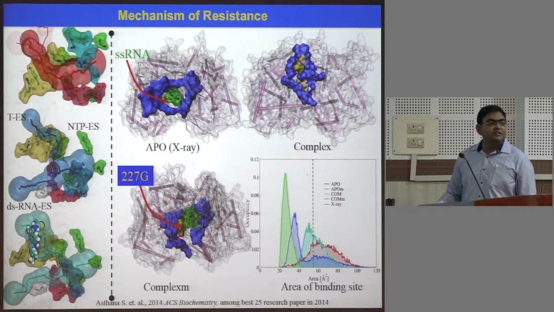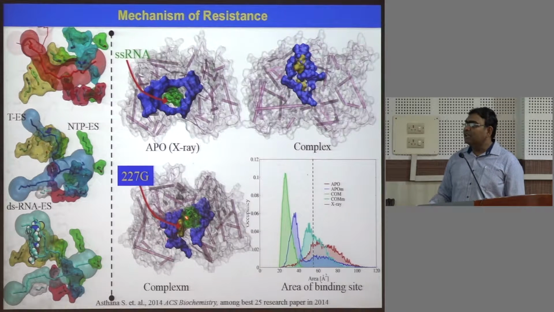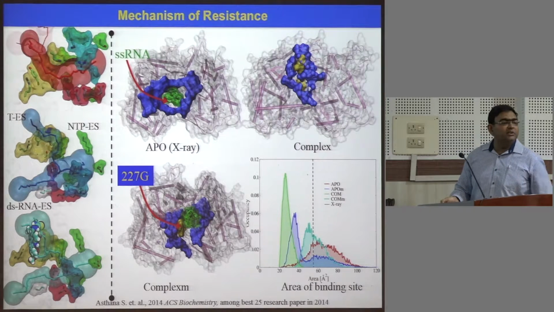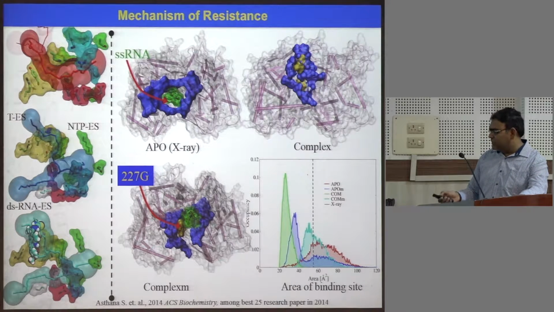So what happened? The virus is smart enough. It introduced a small mutation nearby the zone, where whether the drug is present or absent doesn't matter. It makes the space by which it can allow the RNA to enter, so that it can do the polymerization process. So we understood through molecular dynamics simulation, we did computational studies, how this happened, and which is not only through computational.